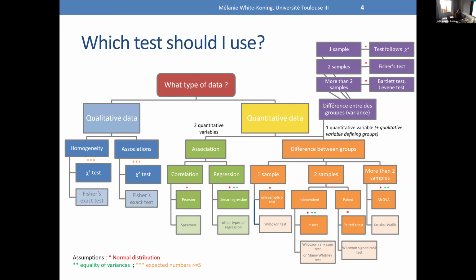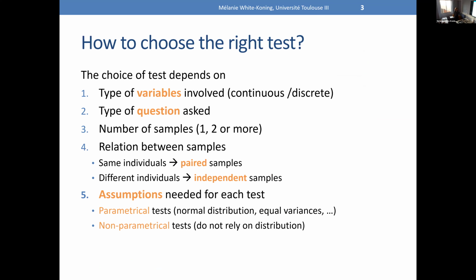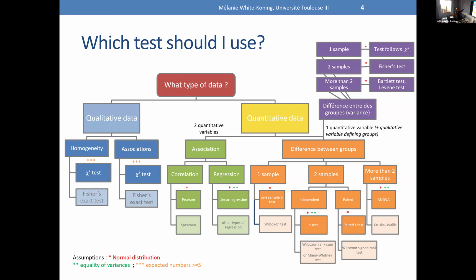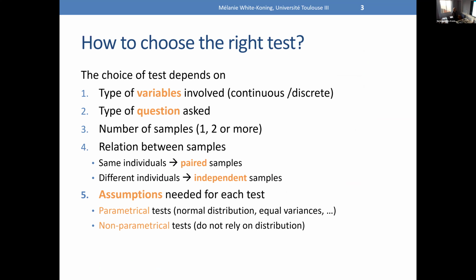So how do you decide which test to choose? Well, as you can see, it depends on the type of variables involved, because the main question at the top is, what type of data are we using? Do we have qualitative data or quantitative data? So that's one of the main questions. Which variables are involved? What type of question are we asking? That is very important, and it's not that easy.